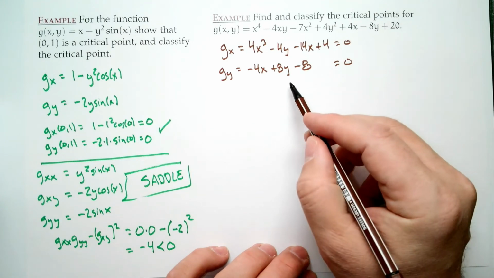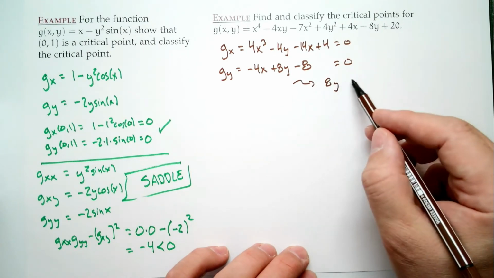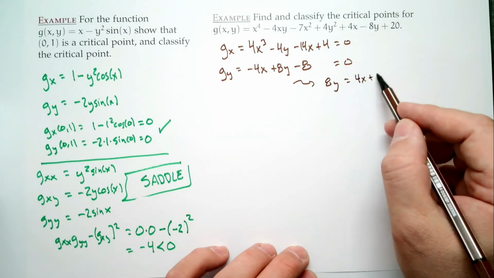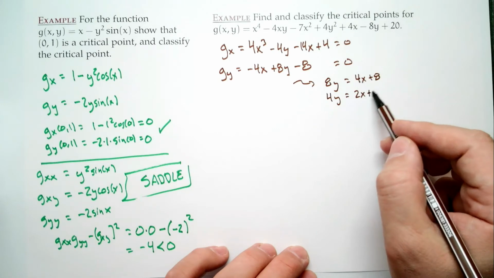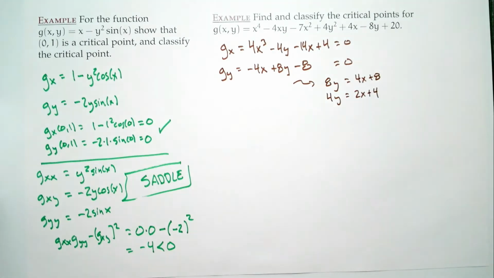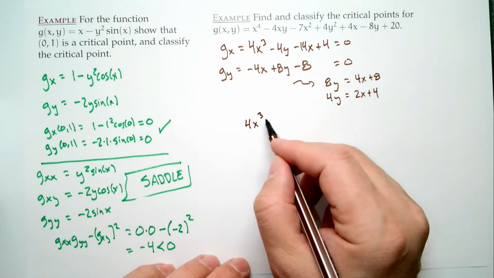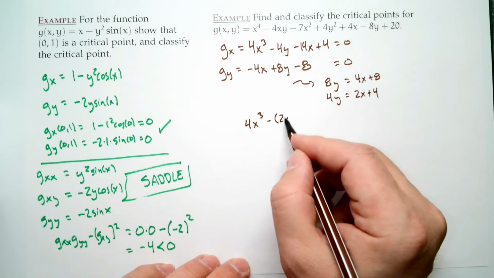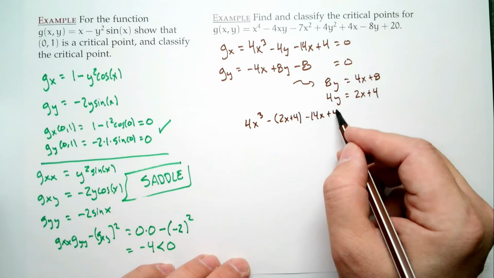So we can do something pretty simple here. So we can say the following. 8y, that's 4x plus 8. And I can even say 4y is 2x plus 4. And the reason I'm just going with the 4y is that's what I see. So now we substitute. So 4x cubed minus 2x plus 4 minus 14x plus 4 equals 0.